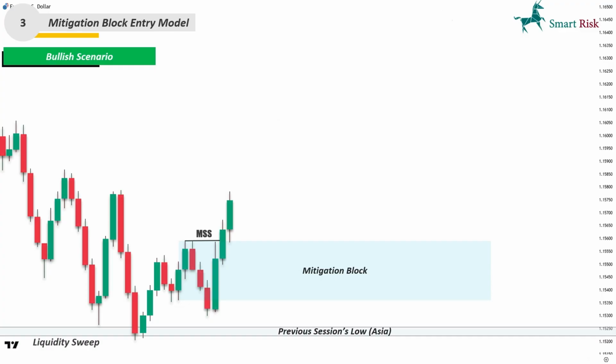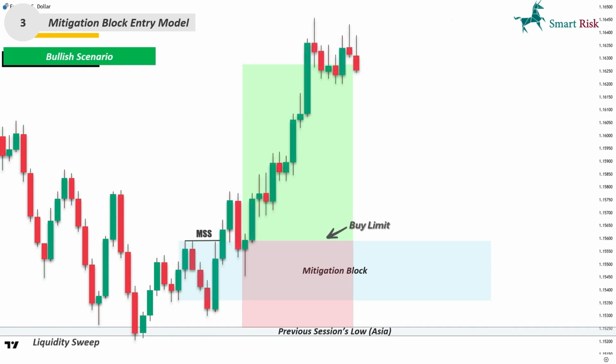To execute a long trade, you can place a limit order at the highest point of that mitigation block, with the stop loss set a few pips below the nearest swing low, and wait for the price to retrace and activate the entry. Note that this is different from a breaker block because with a breaker block, we look for a lower low to be formed, not a higher low.